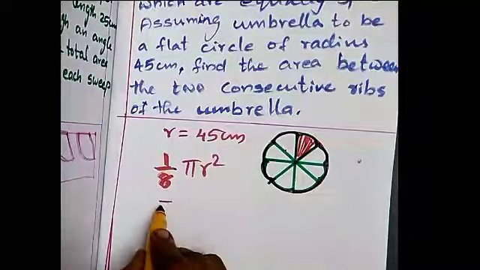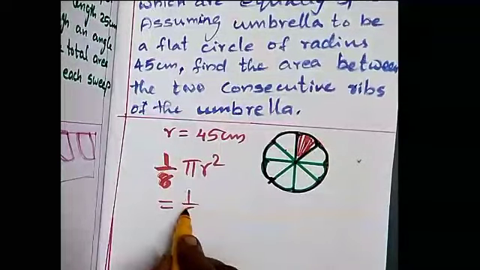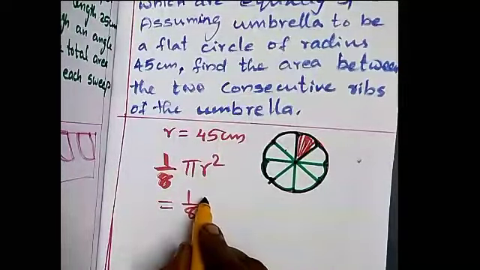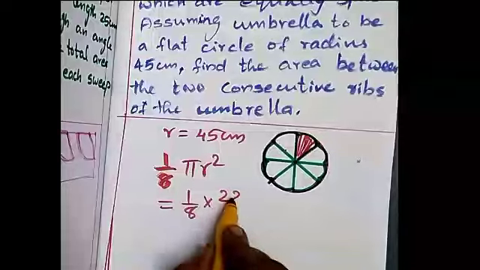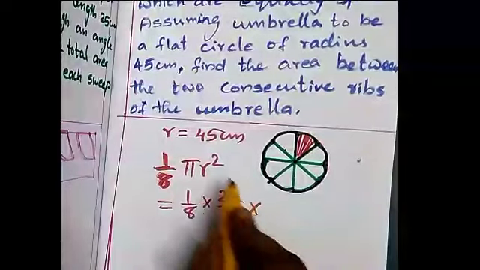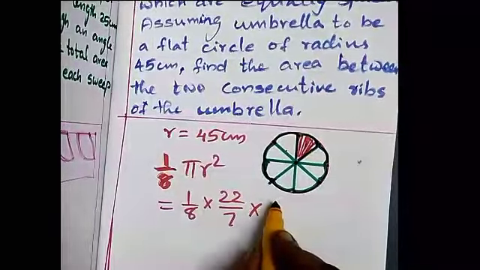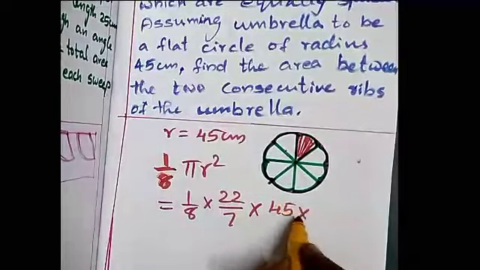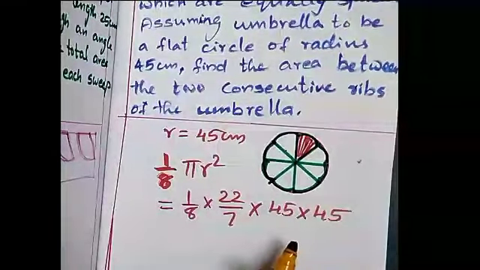Now we can find the value of 1 by 8 into pi. What's the value of pi? Pi is not given, so we can take it as 22 by 7 into r square. What is the radius? Here it is 45. R square means 45 into 45.